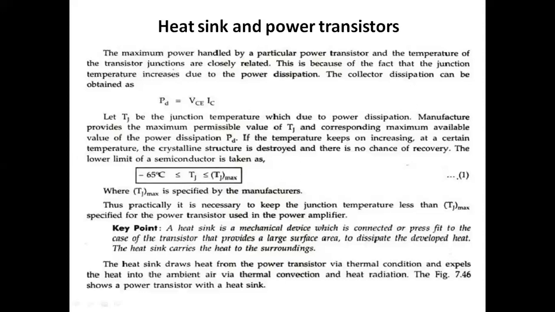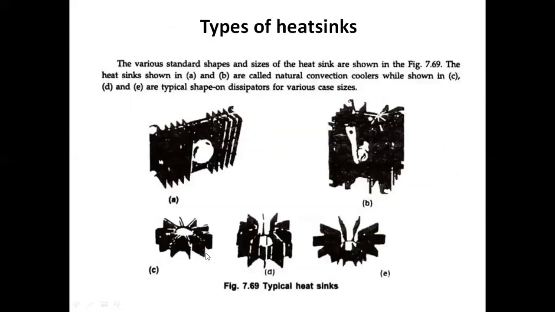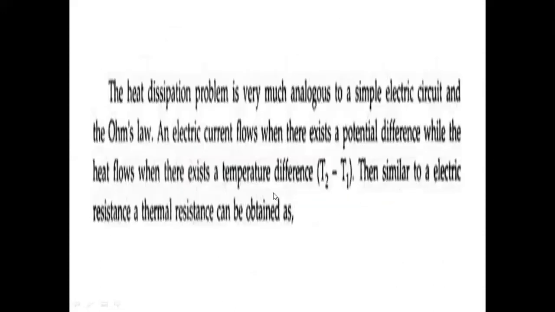Okay, and the manufacturer already gives some data about the Tj and power dissipation. That is, there should be some maximum junction temperature and some maximum power dissipation. So the power transistor should follow that maximum temperature or maximum power dissipation. If it crosses that temperature, then automatically the transistor may be damaged. Okay, so this is the structure of a heat sink, and here we have the advantages of heat sinks, and these are the different types of heat sinks we have.